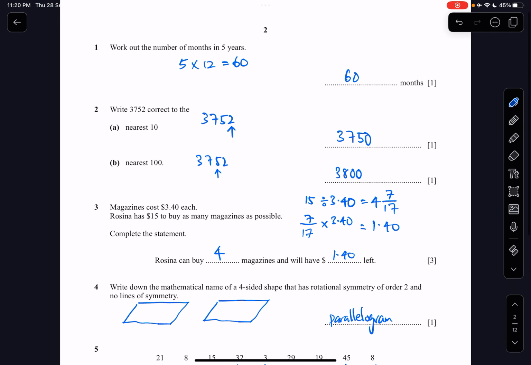I would say that this particular paper is not that difficult.